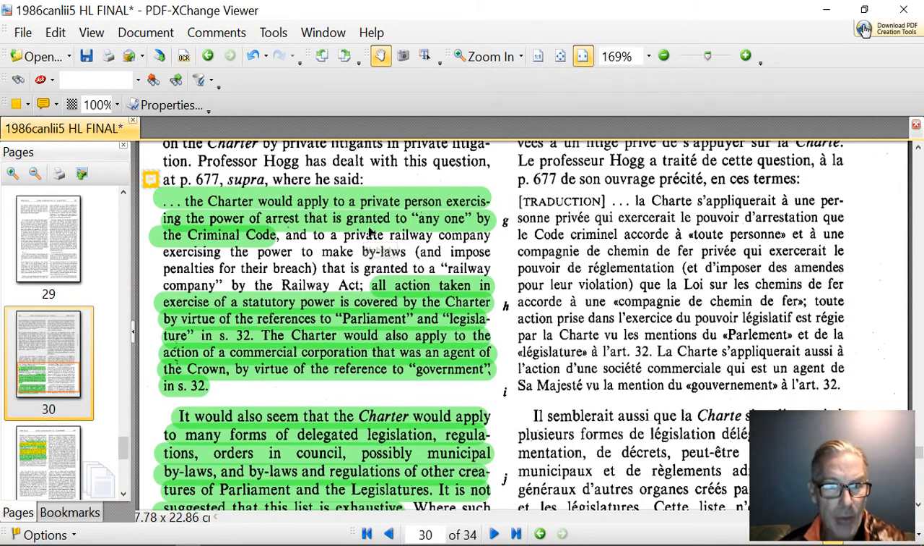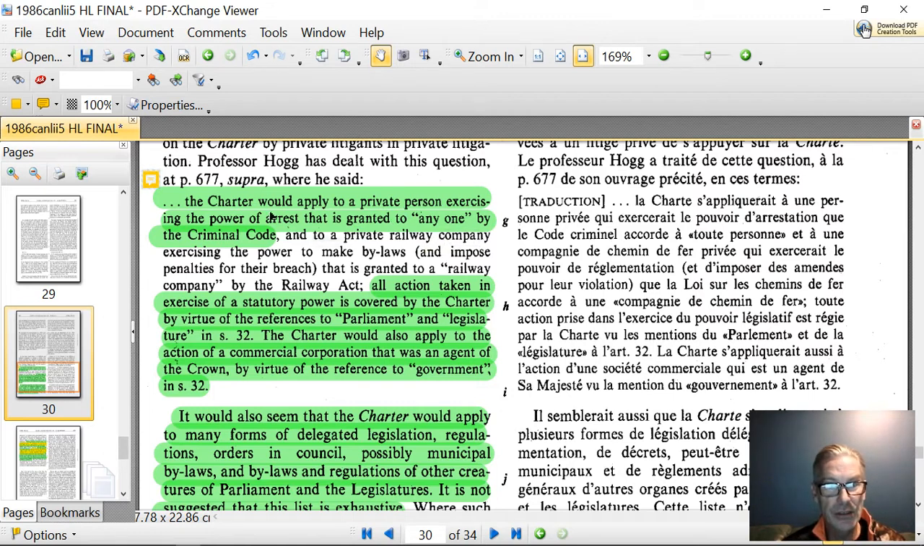The charter would apply to private person exercising the power of arrest that is granted to anyone by the criminal code. So here we are again. Once again, this is the section 32. Who does the charter apply to?